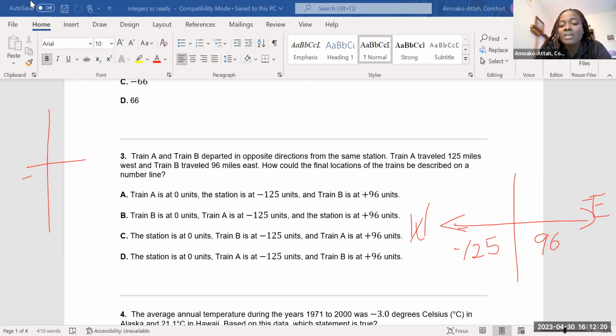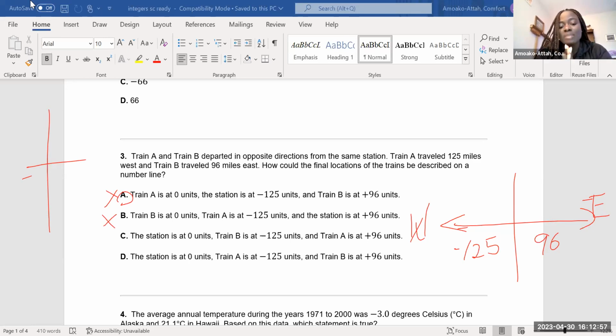So how could the final location of the trains be described on the number line? Train A is at 0 units. The station is at negative 125 units, and train B is at positive 96 units. Okay. So train A is not at 0 units. Nope. So this is out. Train B is at 0 units, and that is also out. No. The station is at 0 units.